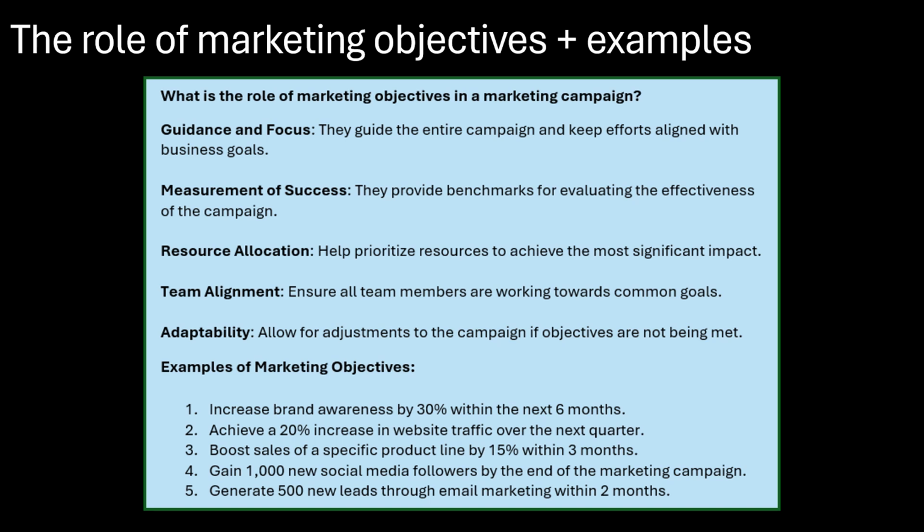Resource allocation, okay, helps business or the marketing campaign to think about resource allocation, helping to prioritize resources to achieve the most significant impact. And also team alignment, ensure all team members are working towards common goals, keeping people busy, keeping them focused and motivated, because objectives have been set and everyone knows what needs to be achieved by a certain time. And also having marketing aims and objectives allows for adjustments to the campaign if the objectives are not being met. And directly below here is some examples of marketing objectives.